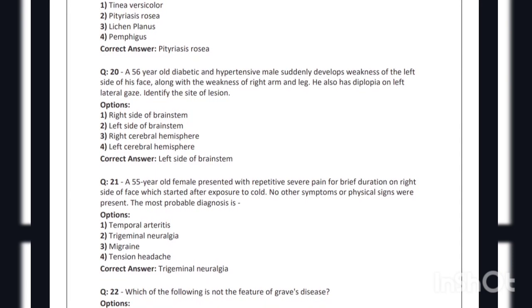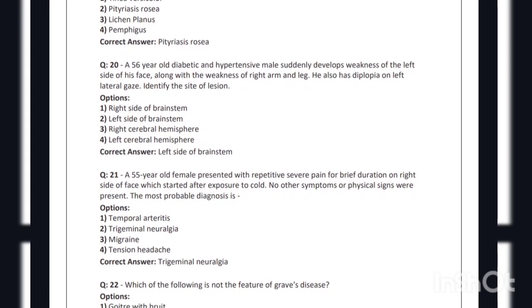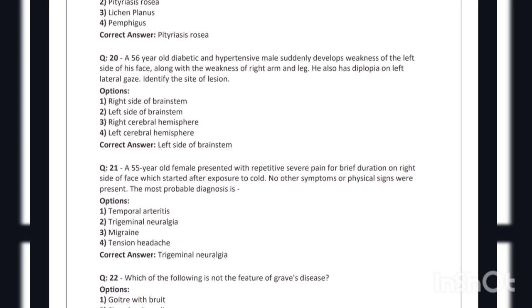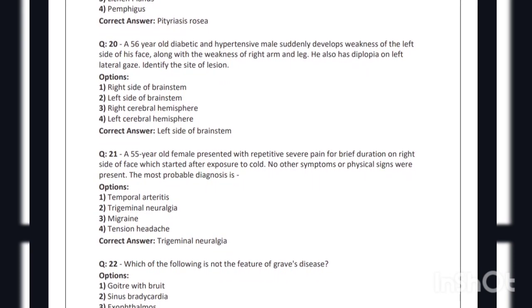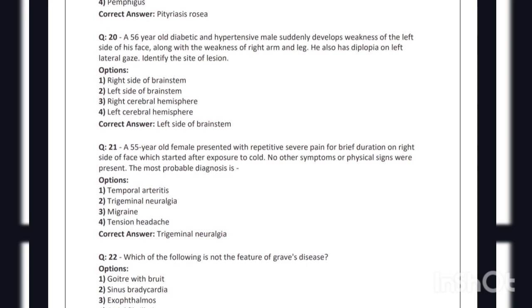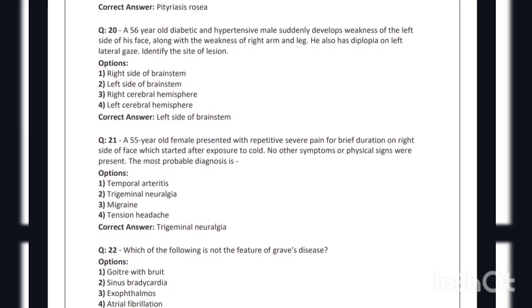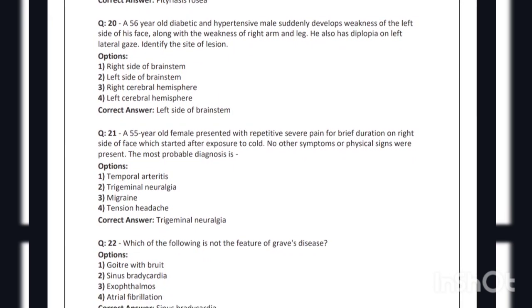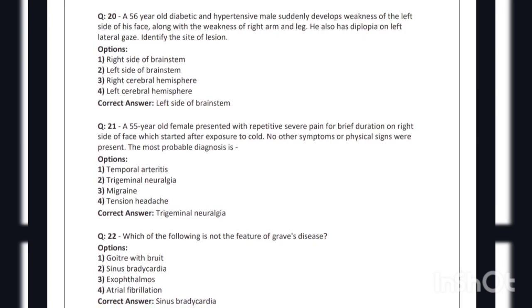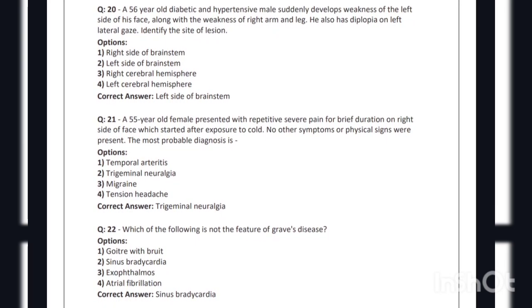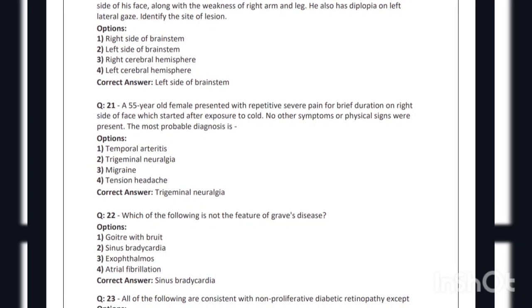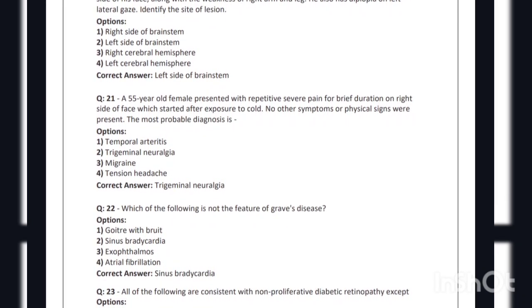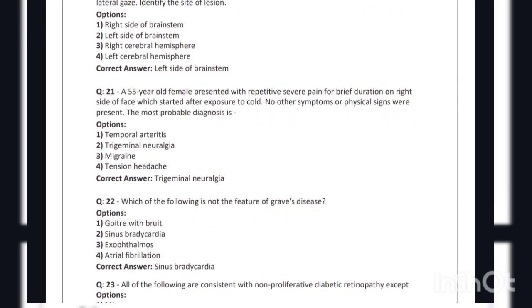Question number 20. A 56-year-old diabetic and hypertensive male suddenly develops weakness of the left side of his face along with weakness of right arm and leg. He also has diplopia on left lateral gaze. Identify the side of lesion. Options: right side brainstem, left side brainstem, right cerebral hemisphere, left cerebral hemisphere. So the correct answer is left side of brainstem.